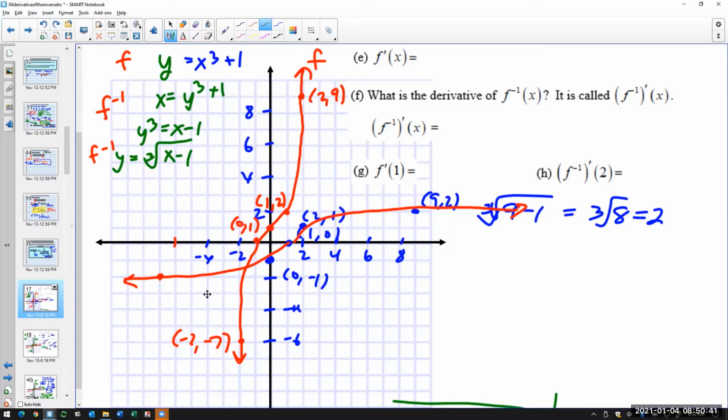Is it flipped over y equals x? Is it symmetrical about y equals x? Yes, so I know I did the right thing. Let me go ahead and label these. This one right here is my f inverse, and this up here is my f.